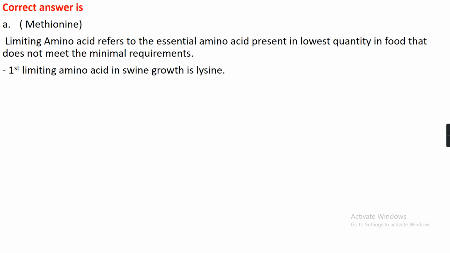Limiting amino acids refer to those essential amino acids which are present in lower quantity in food and do not meet the minimum requirement of the body as well. The first limiting amino acid in the case of swine is lysine.